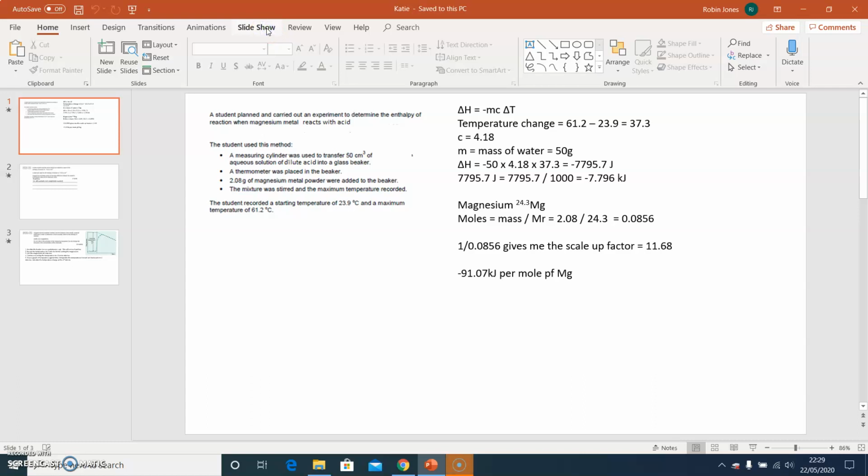Okay, I'm now going to do a little calculation. A student planned and carried out an experiment to determine the enthalpy change of a reaction when magnesium metal reacts with acid. A student used this method.